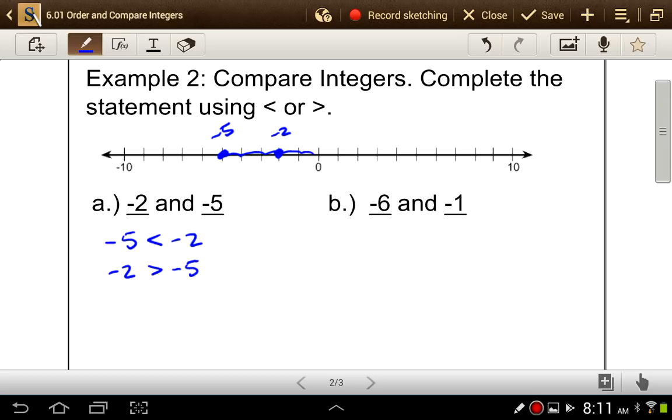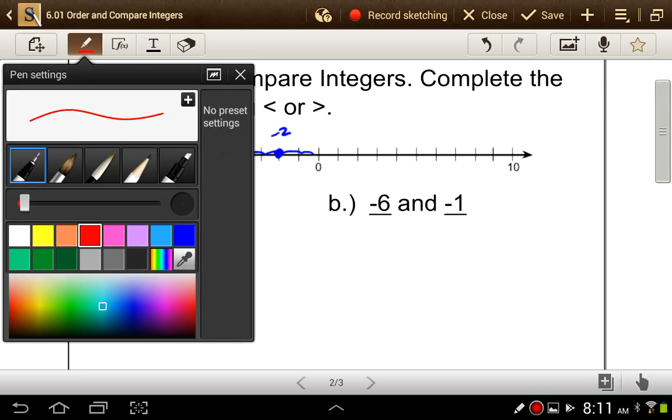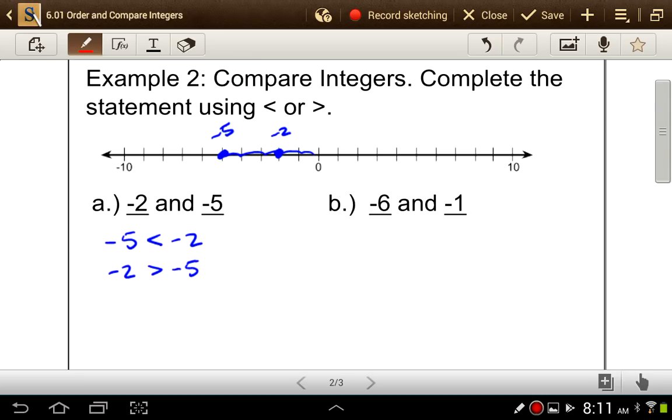Okay, now I'm going to do the same thing here with negative 6 and negative 1. I'm going to place negative 6, so that's going to be 1, 2, 3, 4, 5, 6. And then I'm going to place negative 1. That's going to be right here. And then again, I can fill it out. Negative 6 is less than negative 1, or negative 1 is greater than negative 6. Okay, if you need to pause, go ahead. I'm going to move on to example 3.